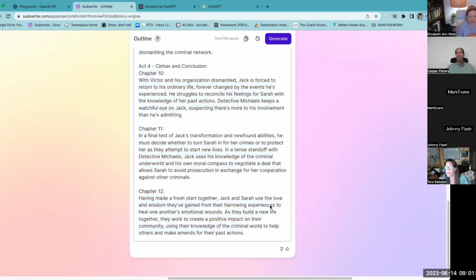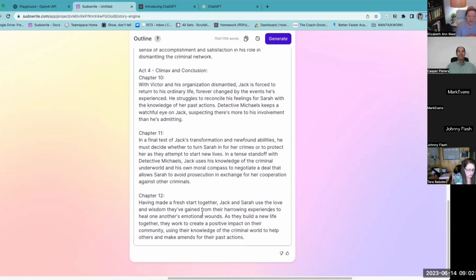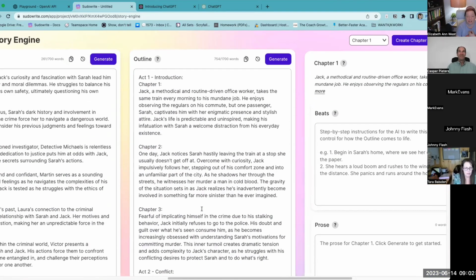And there we go. And so here it has chapter 11. It has Jack's transformation, standoff with Detective Michaels, uses knowledge of the criminal underworld and his own moral compass to negotiate a deal that allows Sarah to avoid prosecution in exchange for her cooperation. Good job, Jack. And reading this story as a writer, this always invigorates me. I get more ideas because the AI put something there. Now I'm already thinking, what if I make this a legal thriller, and Jack is some low-level junior associate at a defense attorney, and that's how he's able to help Sarah?